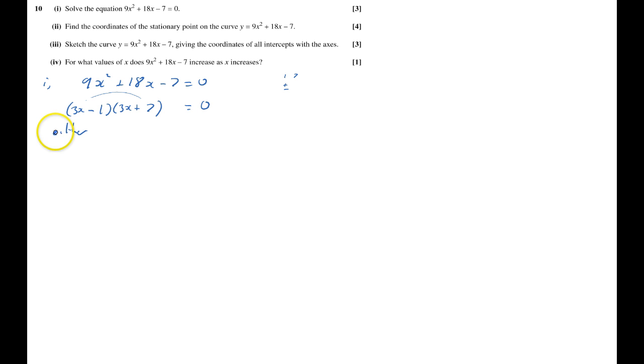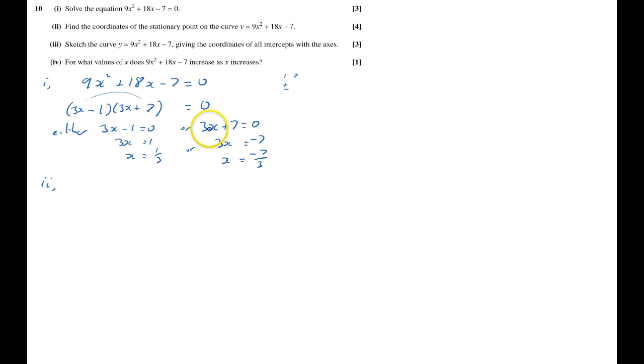Something times something equals 0, so either 3x minus 1 equals 0, or 3x plus 7 equals 0. So that would be 3x equals 1, so x equals a third, or then I'm going to get that x equals minus 7 over 3.